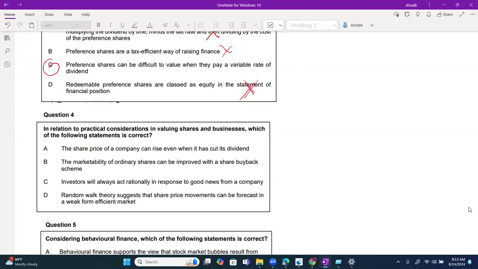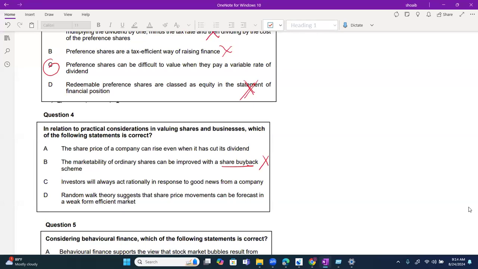Marketability of preference share can be improved with a share buyback scheme. What happens with a share buyback? There will be a lower number of shares available in the market. Market value will rise. And when the market value is rising, that means the share will become less marketable. An expensive thing cannot be sold easily. This is wrong.